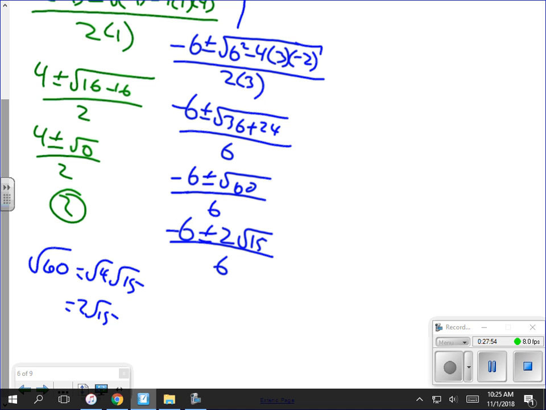And then everything is divisible by 2 in front. So I get negative 3 plus or minus square root of 15 over 3. And that's my answer. Because although all 3 numbers are divisible by 3, one of them is inside the radical and the other 2 are not. So it stays there.